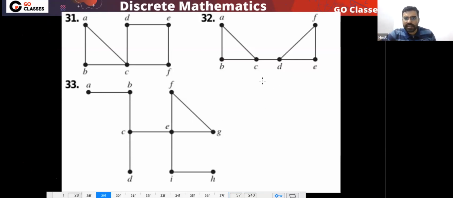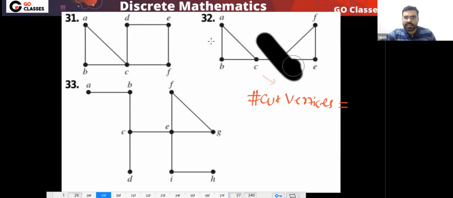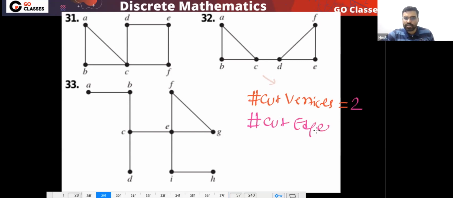Now let's see in this graph. Tell me how many cut vertices. What is the number of cut vertices? How many articulation points you have in this graph? In this graph, how many vertices are cut vertices? See, this is not a cut vertex, but yes, this is a cut vertex. This is a cut vertex. So there are only 2 cut vertices. And what are the cut edges? Number of cut edges means non-cycle edges. This is non-cycle edge, only one.